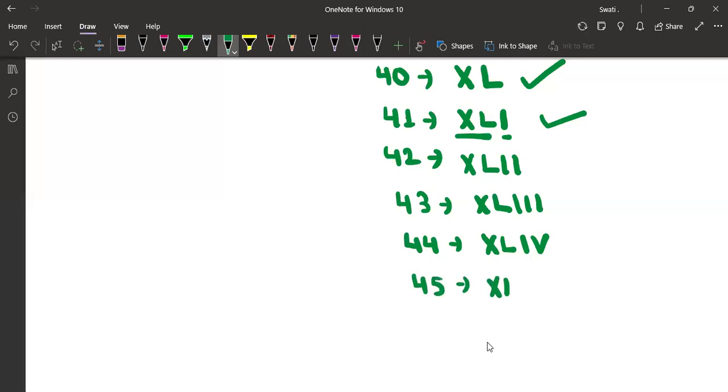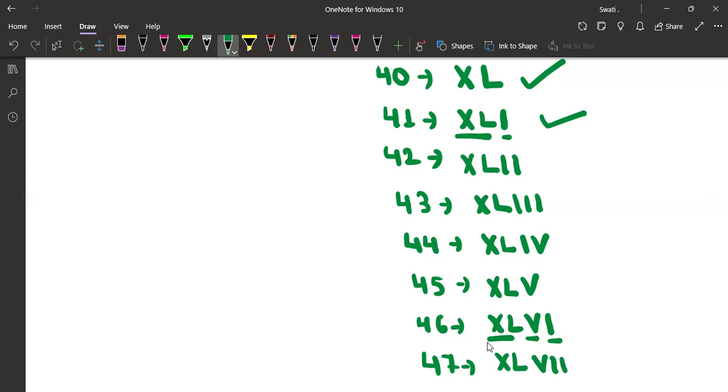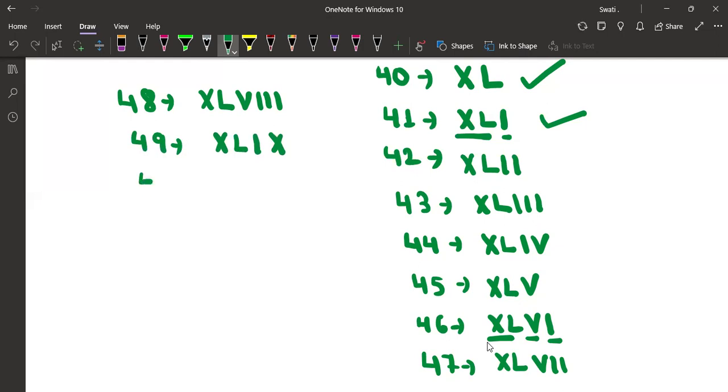Now it's 45. So of course, XL, and then 5 is V. Now it's 46. So it's X, L, V, and then I. Right? How? 40, 45 plus 1, 46. Next is 47, which is XL, which is 40, and then 7, which is this. Now I'll write down here 48, right? So 48 will become, of course, 40, and then 8, which is V and then 3 I's. Now for 49, I will write down 40, and then the 9 symbol, right? And then 50, of course, we know that is L.